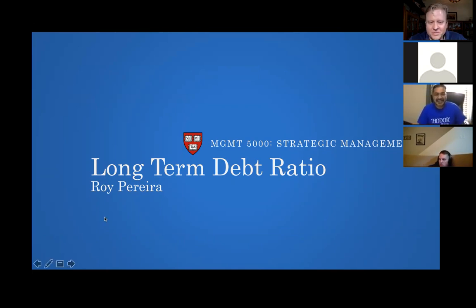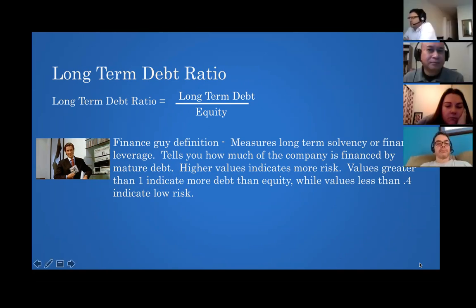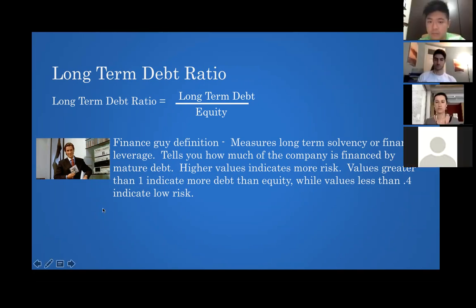Okay, and Roy, thank you for jumping into the deep end and doing this for us. Oh, no problem. All right, so the long-term debt ratio is the long-term debt that a company carries divided by its equity. From a finance perspective, it measures the long-term solvency or financial leverage of a company. It tells you how much of the company is financed by mature debt, or debt that will mature in more than a year.